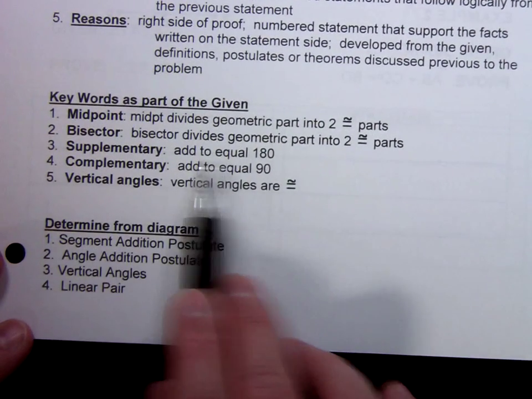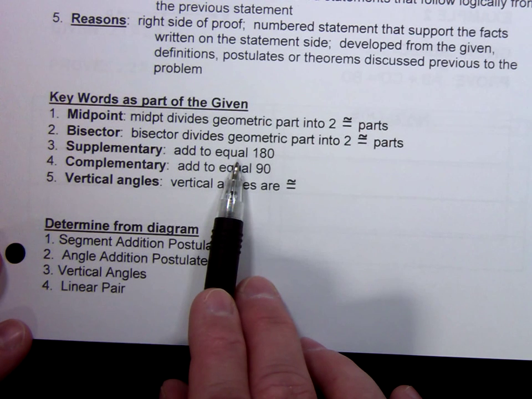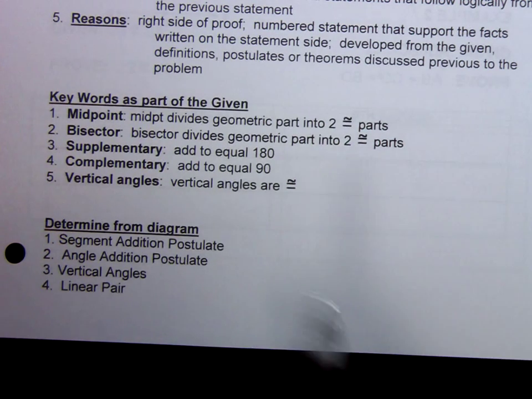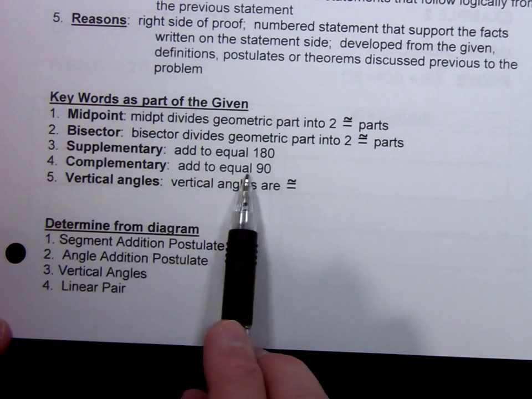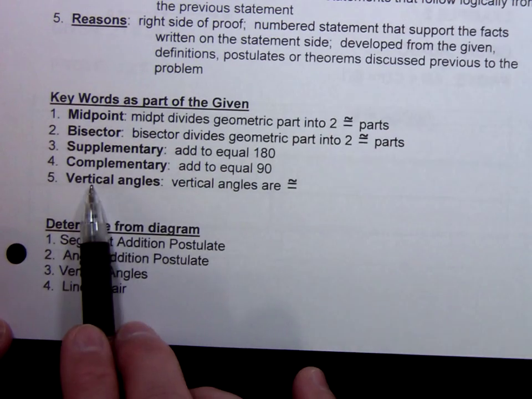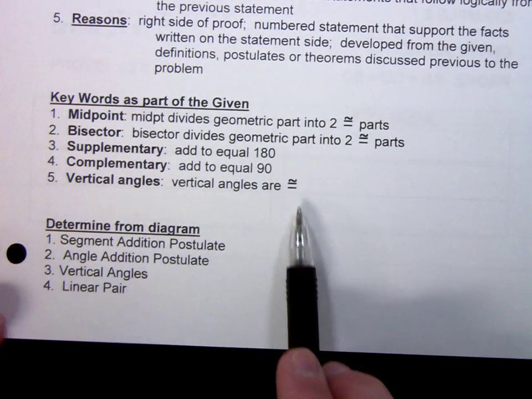Supplementary means two angles that add up to equal 180 degrees. Make sure it's not a 180 degree angle. It's two angles that add up to 180. Complementary means they add up to 90 degrees. Remember that vertical angles are congruent.